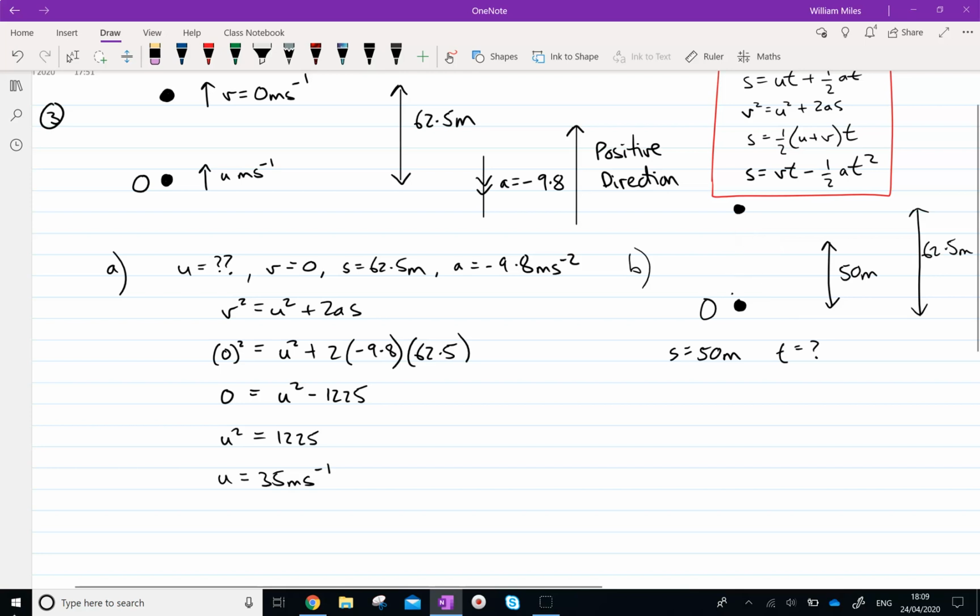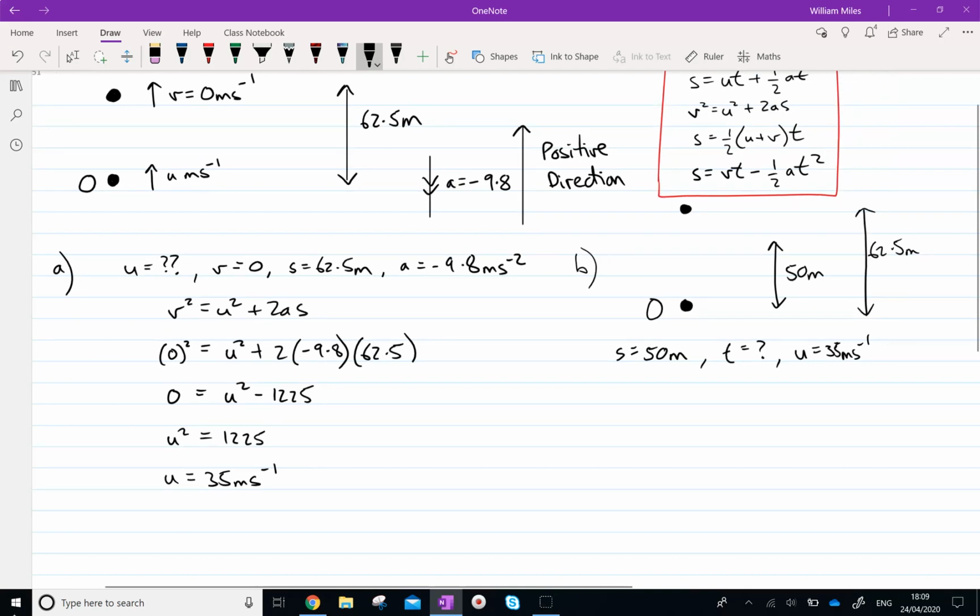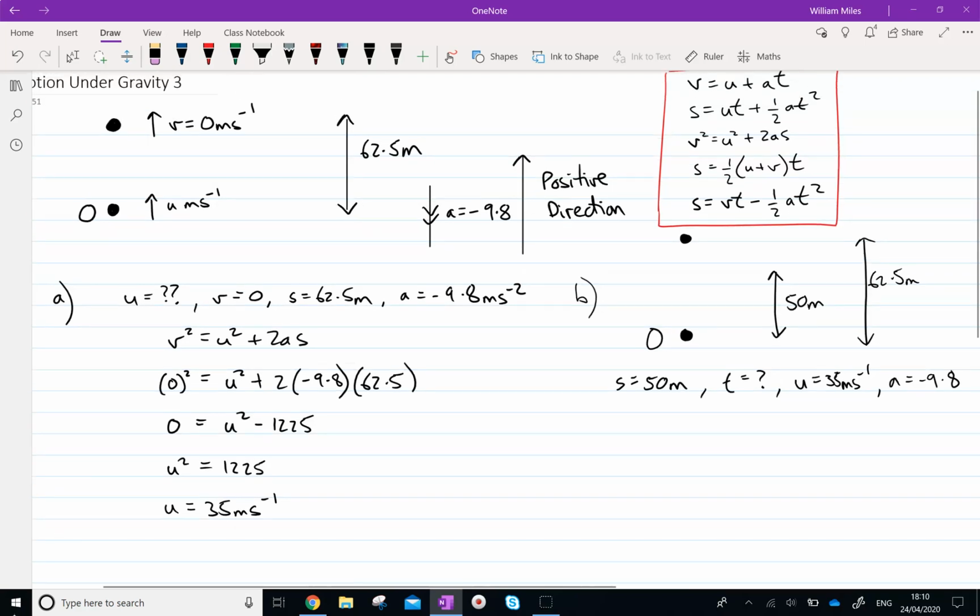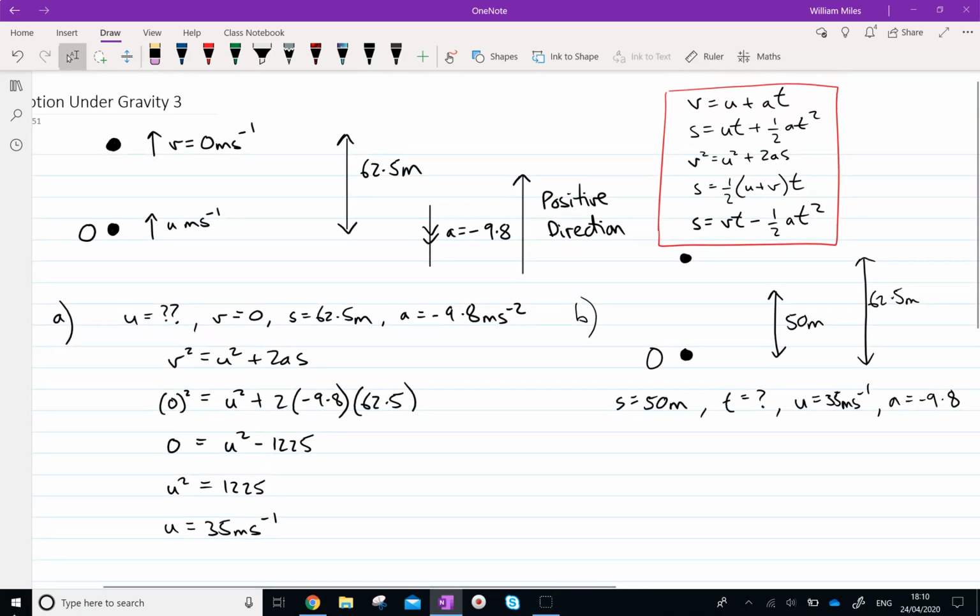Okay, we've now got U. So we don't have T, we now have U, which is 35 meters per second from part 1. And we still have our acceleration due to gravity, which is minus 9.8, because it's going against the positive direction. Remember, the positive direction is up the page. So the equation I'm going to be looking at, I've got S, T, U, and A, which is this equation here that I'm going to be using.